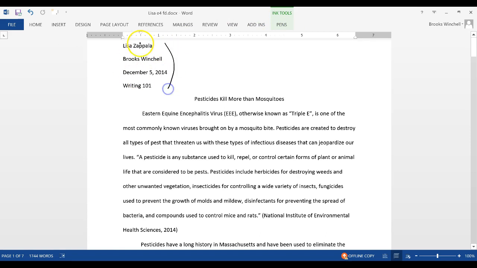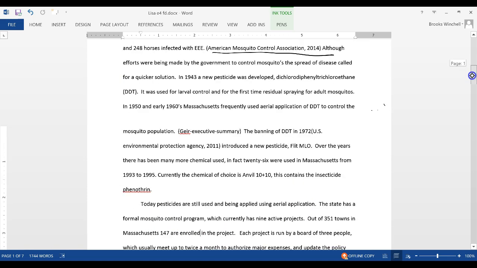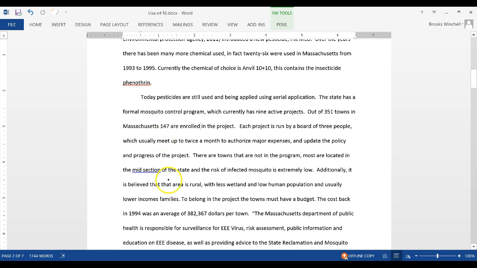So here she has the author. You want my name, the date. You want a title. Hers was about pesticides. Pesticides kill more than mosquitoes. And she has her introduction. So her introduction starts with some definitions, and she cites sources. And she has the years when she's giving her definitions. She talks about some of the history of pesticides, and she cites a couple different sources here about the legality of pesticides, and about the history. So she looks at that history, and then she talks about pesticide spraying today and how many towns are involved in pesticide spraying projects, and she cites a couple sources in there.